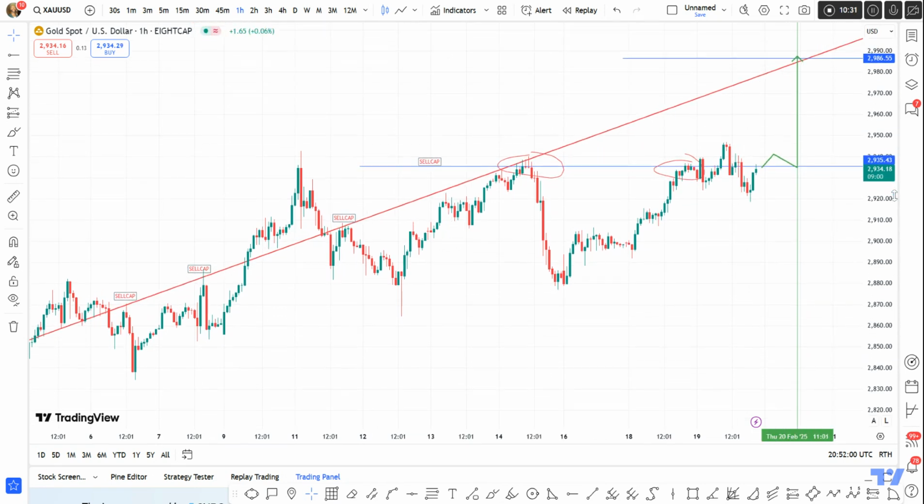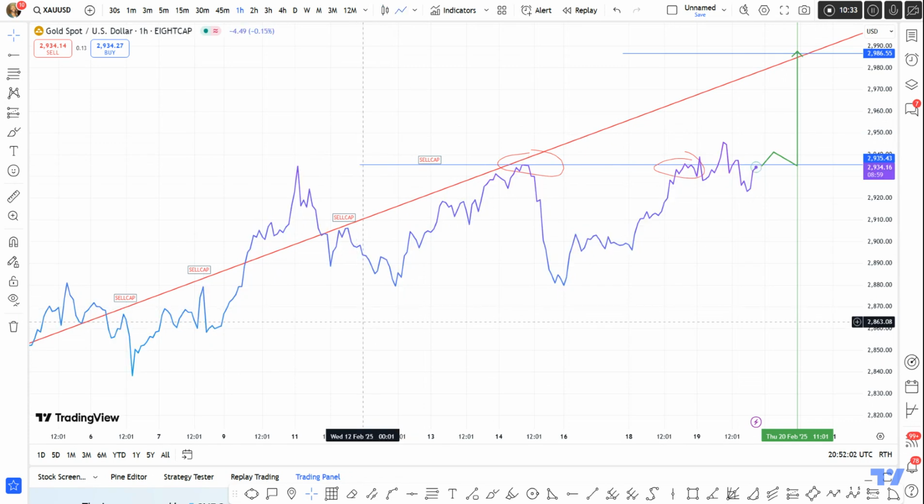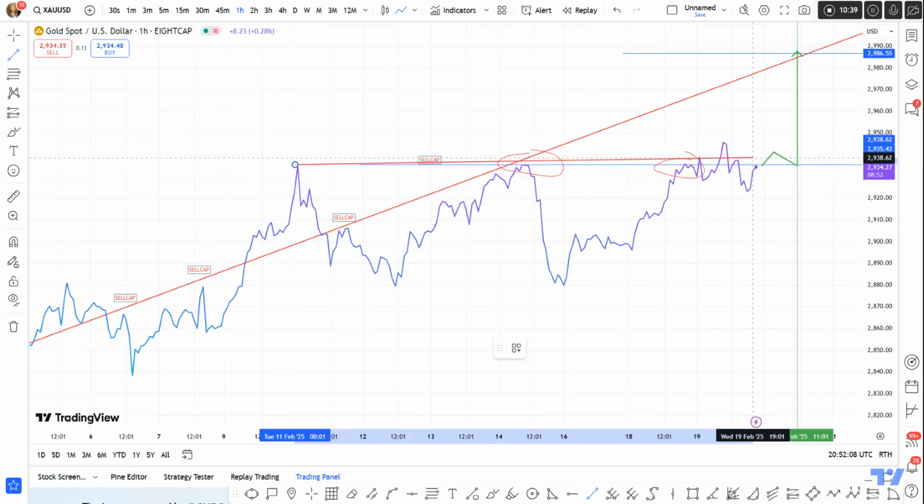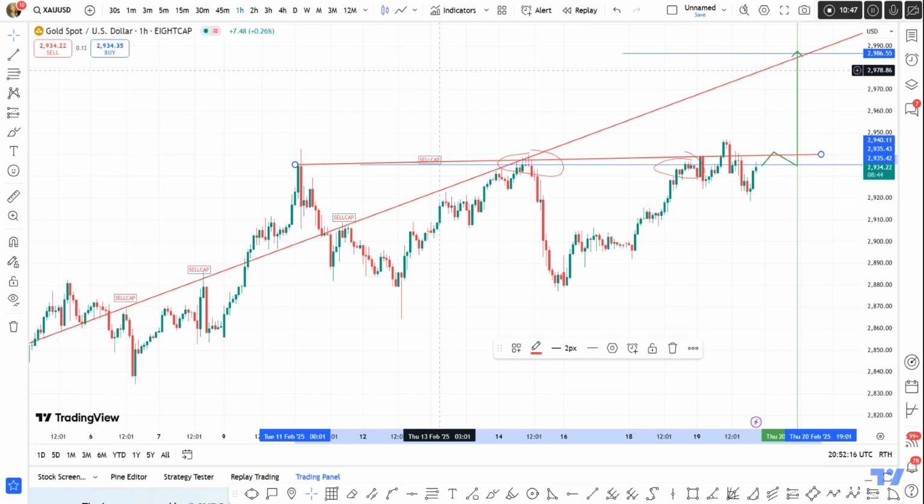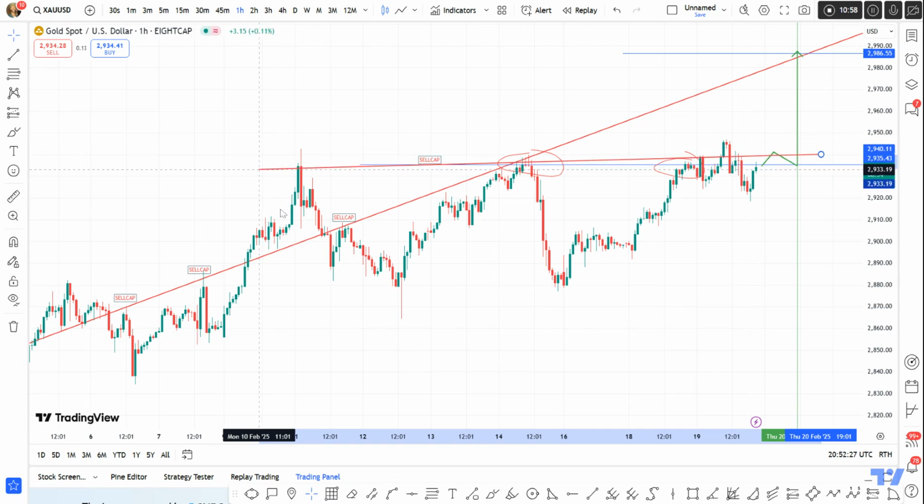So on 1 hour, I want to set a litmus test using my line chart. On my line chart, I can see here a strong supply roof, and there's another supply roof. Now I want to see price break above this structure. If it breaks above this structure, then it opens a new wave of buy. If it breaks above this structure, this is the 1 hour supply roof.